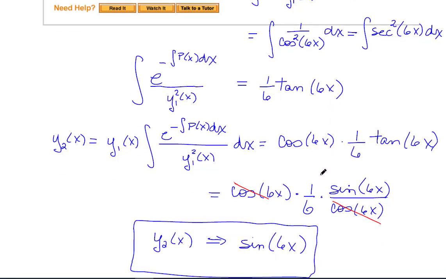All right, so the simplification comes here when I plug in y1. y1 is cosine. This part was the integral of secant squared, which is my tangent. Cosines cancel, and so I get 1/6 the sine of 6x. You don't have to worry about the 1/6 because that would be absorbed into our two constants, c1 and c2, and so this is just the sine of 6x.